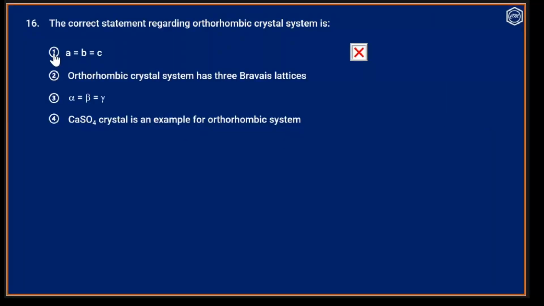Option 1 is wrong. Orthorhombic crystal has 3 Bravais lattices, not 4, so it is wrong. And alpha equal to beta equal to gamma, that also equals 90 degrees, that is correct. Calcium sulfate crystal is not an example of orthorhombic system. So the correct option is option 3.